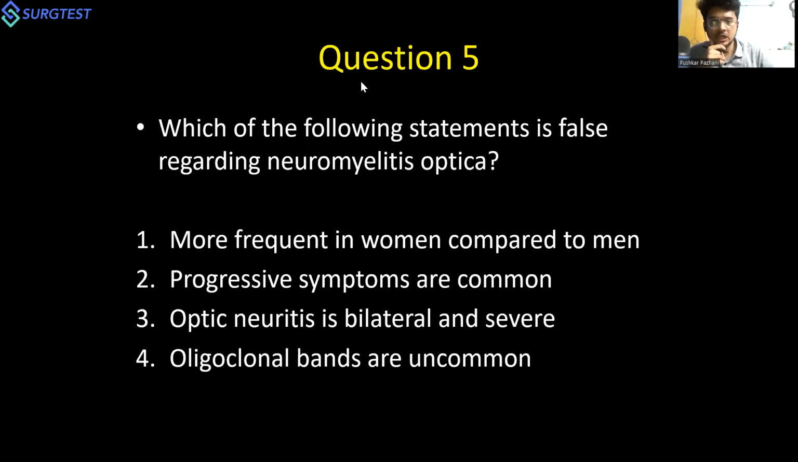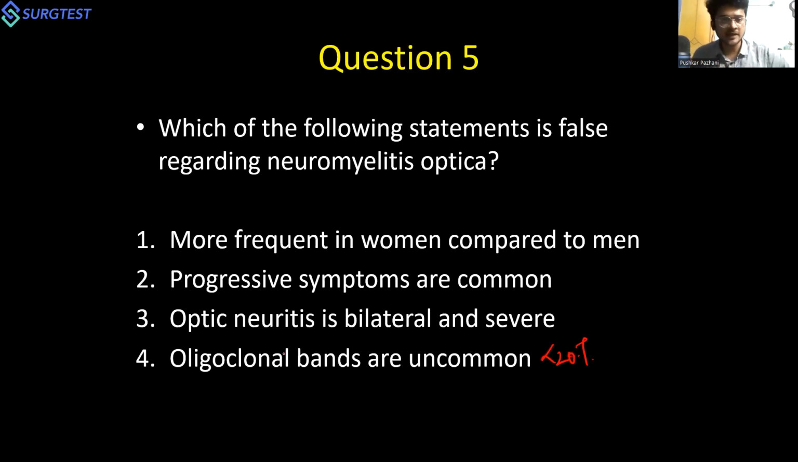We'll conclude. Most of you have answered D. The question is, which of the following is false? Oligoclonal bands being uncommon is actually true. Oligoclonal bands are present in less than 20% of patients with NMOSD. Most of you answered D, but actually no, oligoclonal bands are uncommon in NMOSD. They are more seen in multiple sclerosis.